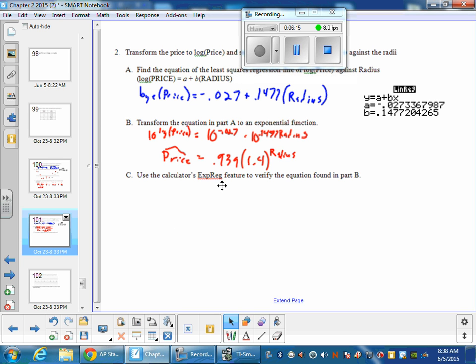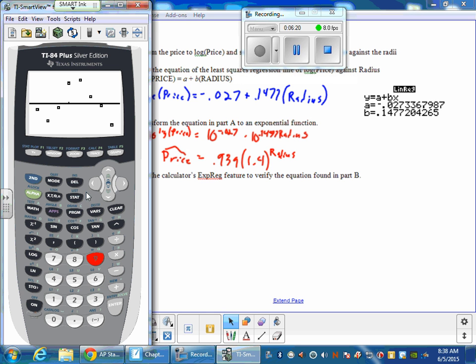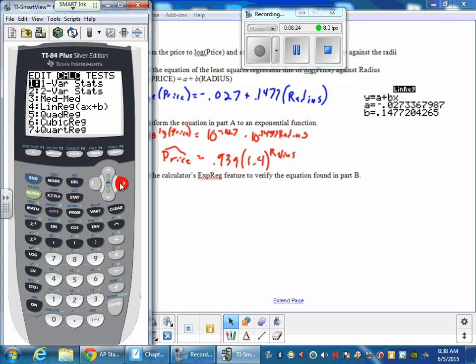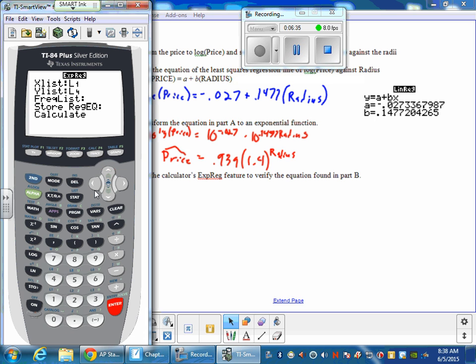Now, the calculator has another function called exponential regression. Since this is an exponential function, if I do an exponential regression, here, you go to calc, go down to exponential regression of L1 and L2. It should have something like this, 0.939, 1.4 for my A and my B.